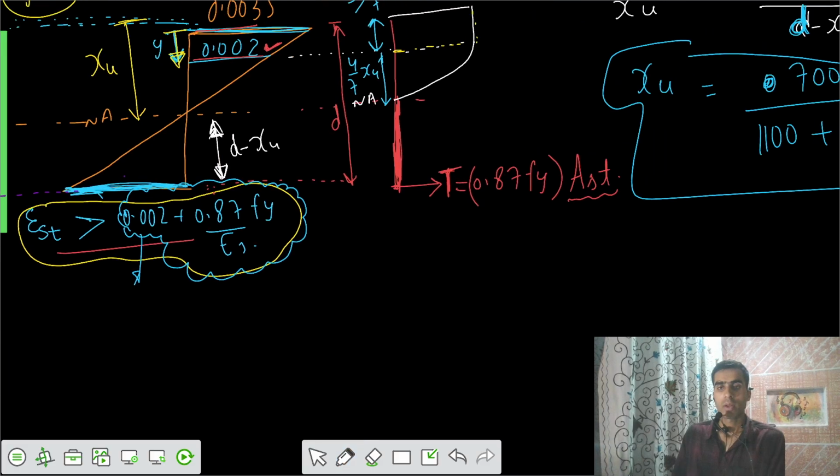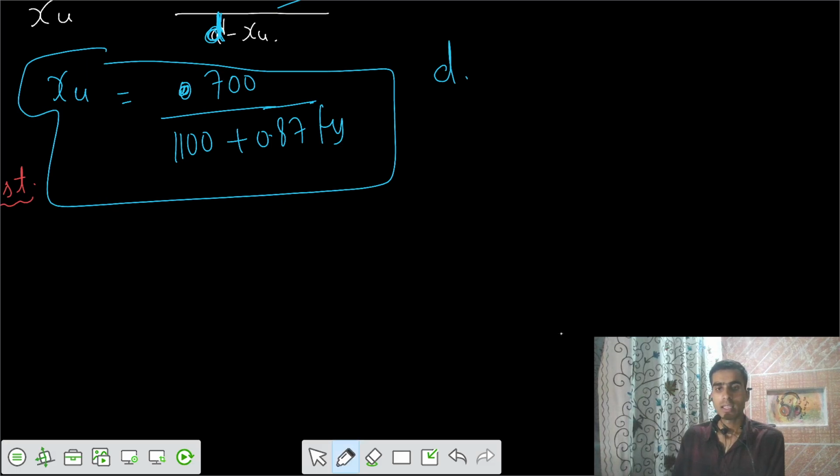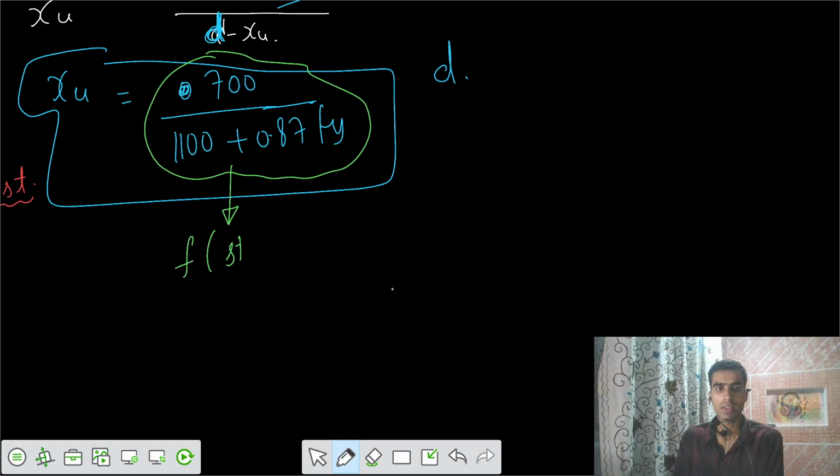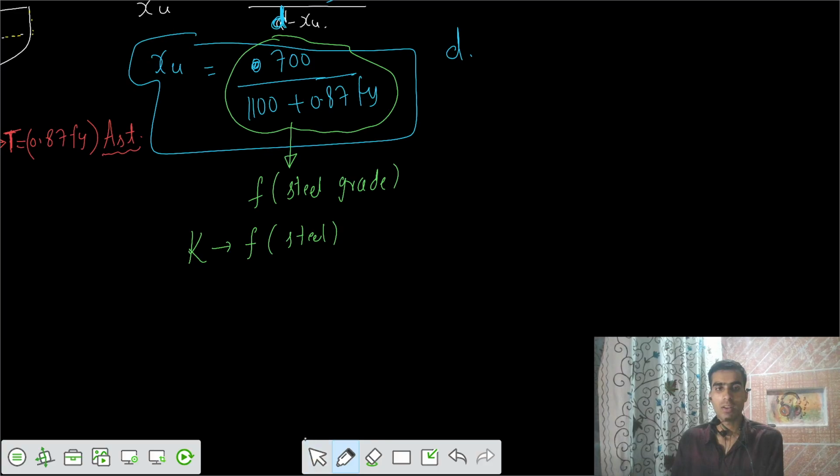And corresponding to this one, this value is a function of steel grade only. We call this a constant value k, and it is a function of steel. Let's have the value of k for different grades of steel.